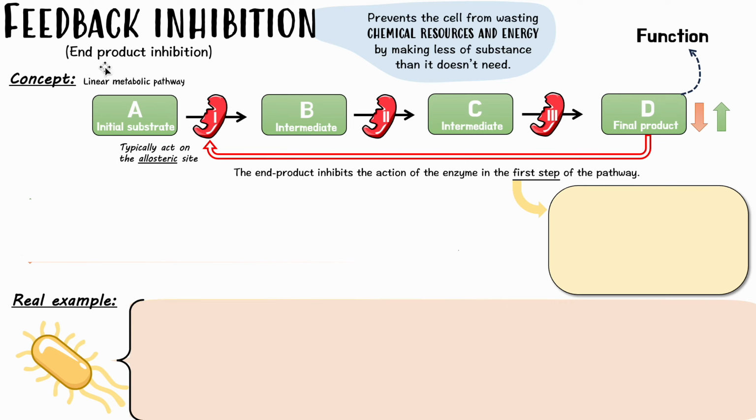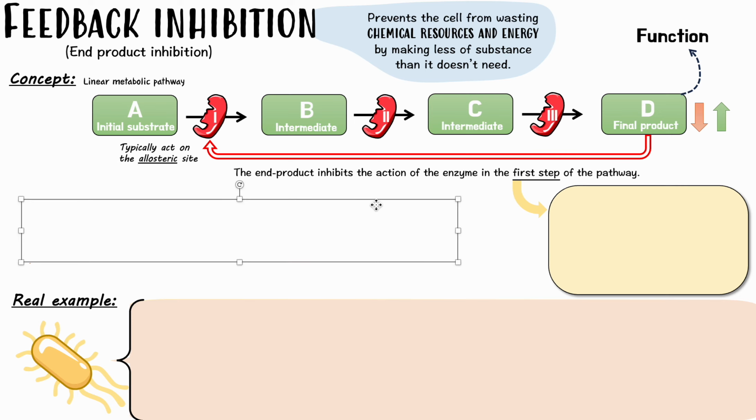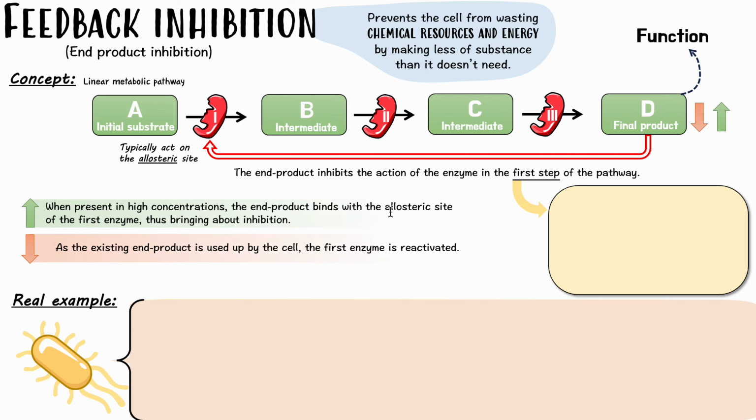So that's why they call it end product inhibition, because the end product will go and inhibit one of the earlier enzymes. Okay, so let me summarize that here for you guys. When present in high concentrations, the end product will bind with the allosteric site of the first enzyme, thus bringing about inhibition. And it will be present in high concentrations when it's no longer being used for one reason or other. Maybe it's not needed in that moment.